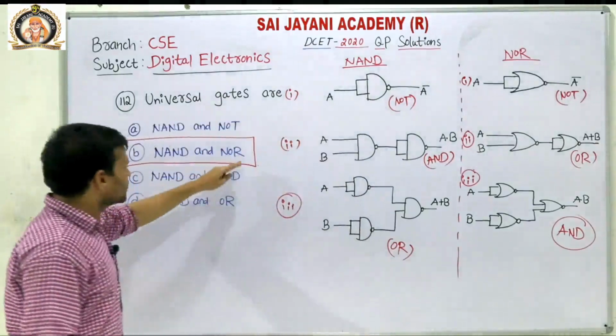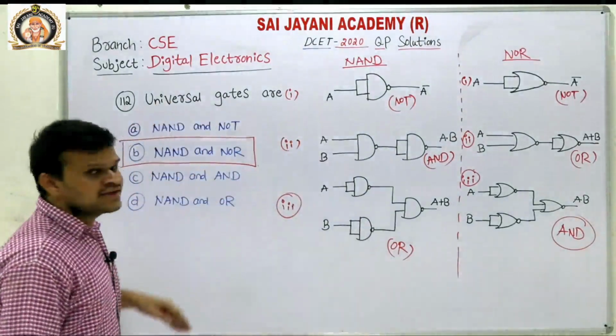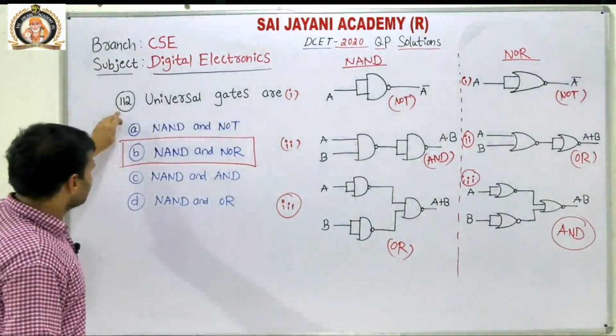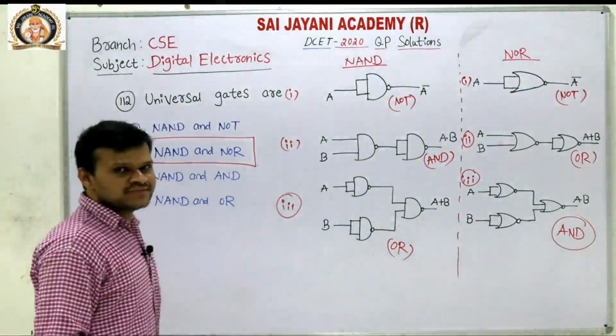So NAND and NOR gates are called universal gates. For question number 112, option B, NAND and NOR are the right answer.